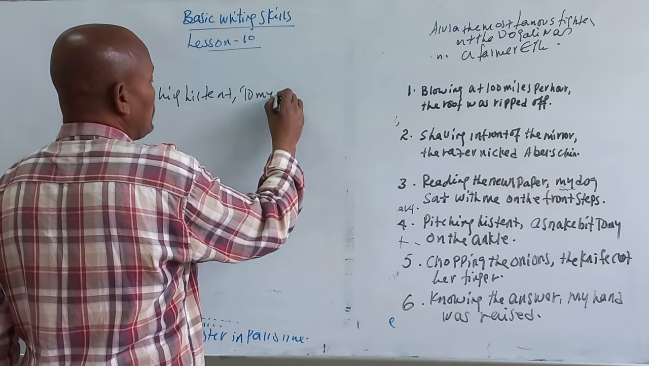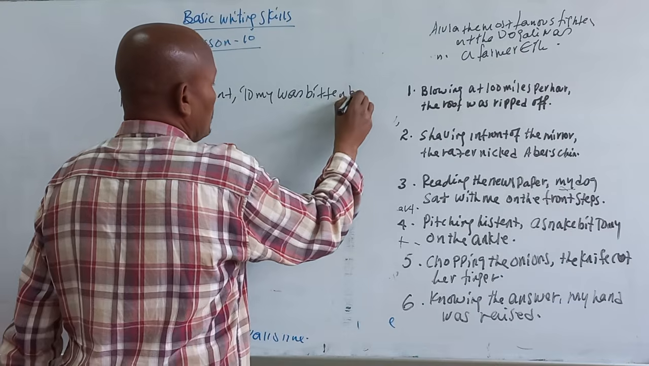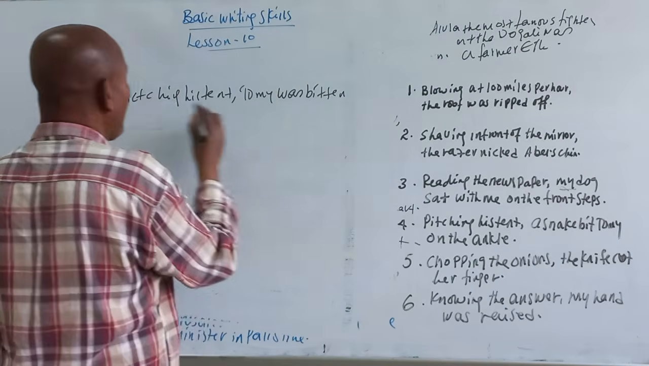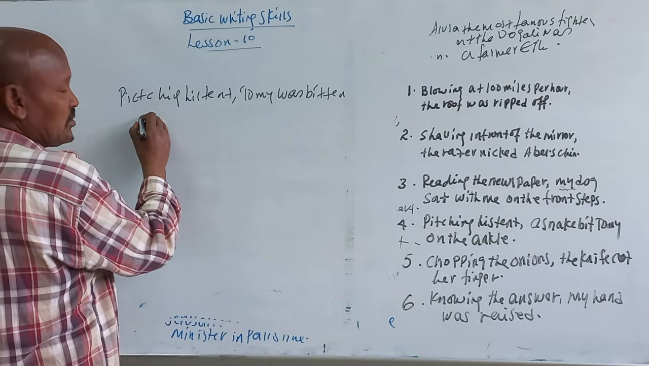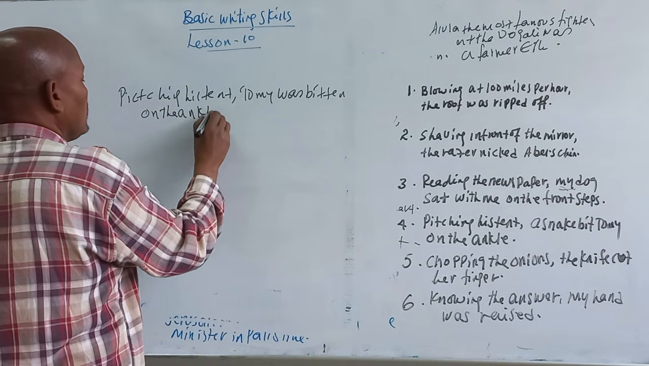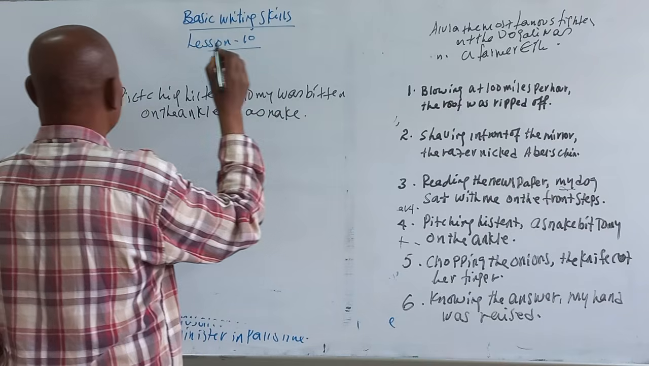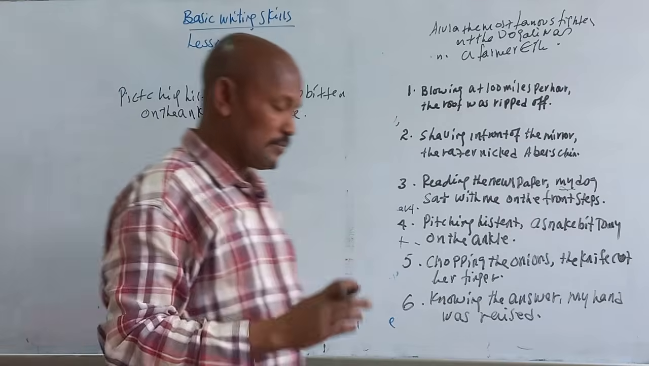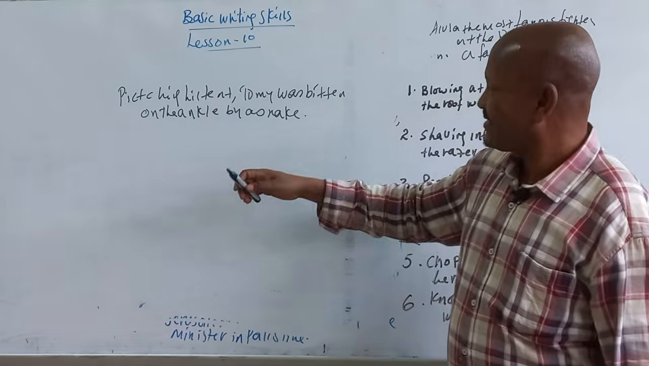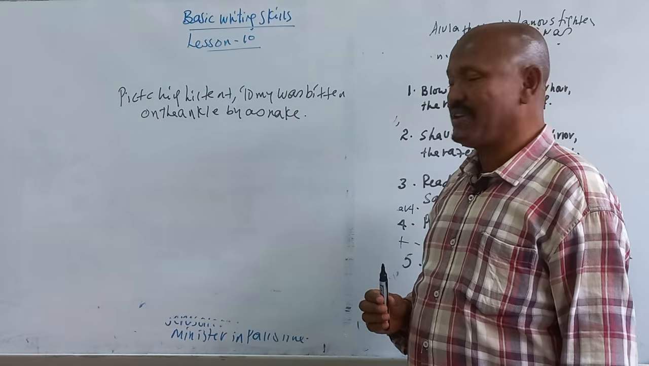Tommy just was bitten by... Tony was bitten on the ankle by a snake. Yeah. Here. Pitching his tent. Tommy was bitten on the ankle by a snake.